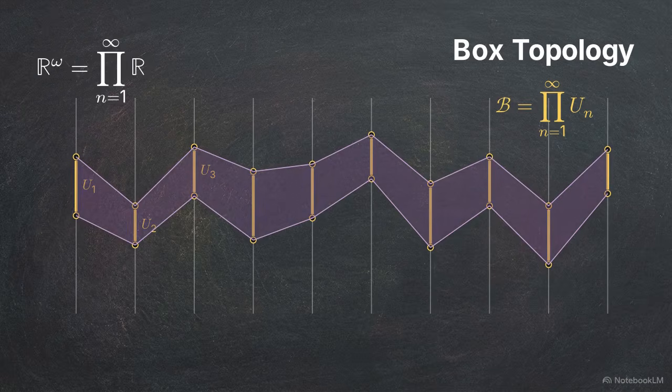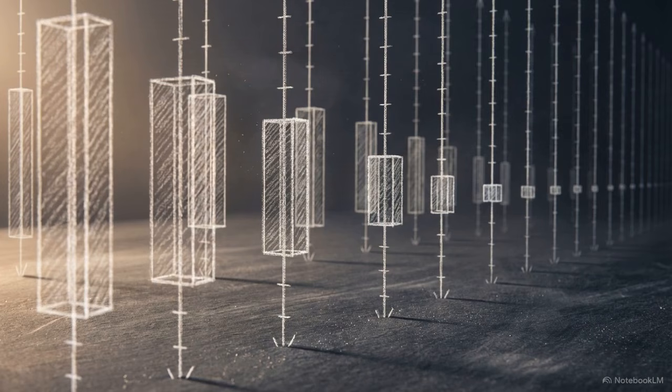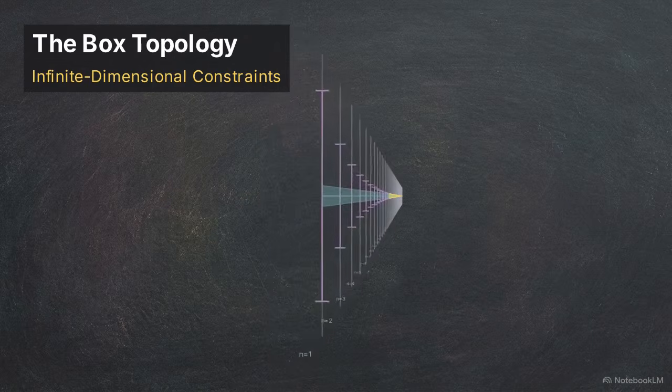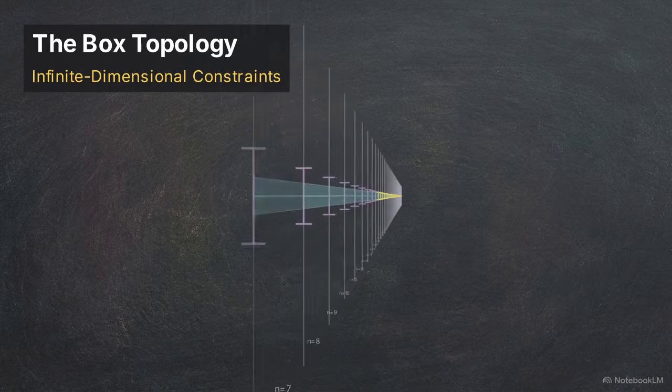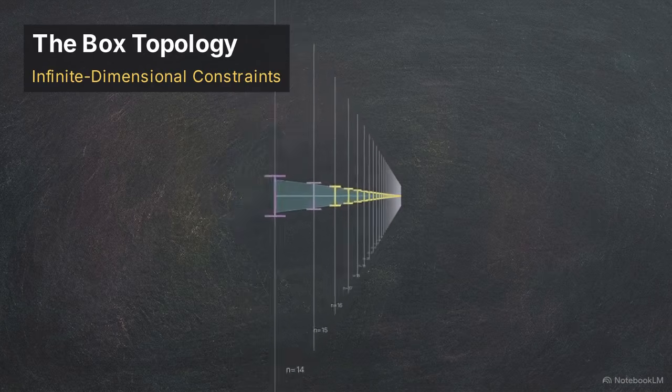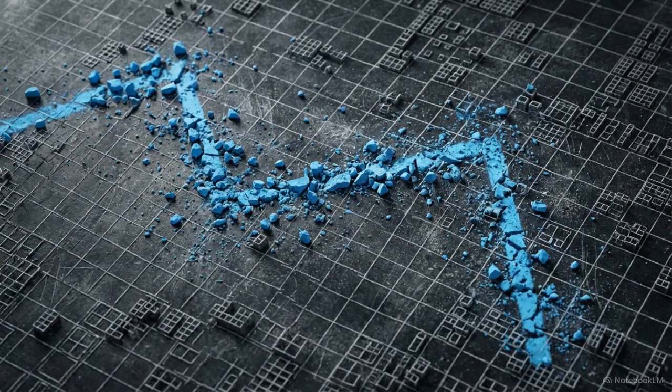Its basis consists of all sets formed by the infinite product of open sets, where every single U alpha is an open interval in its respective coordinate space. By enforcing a strict boundary on every single one of its infinite coordinates, the box topology generates an enormous surplus of incredibly restrictive open sets. This density of constraints will eventually sever the continuity of basic geometric functions.